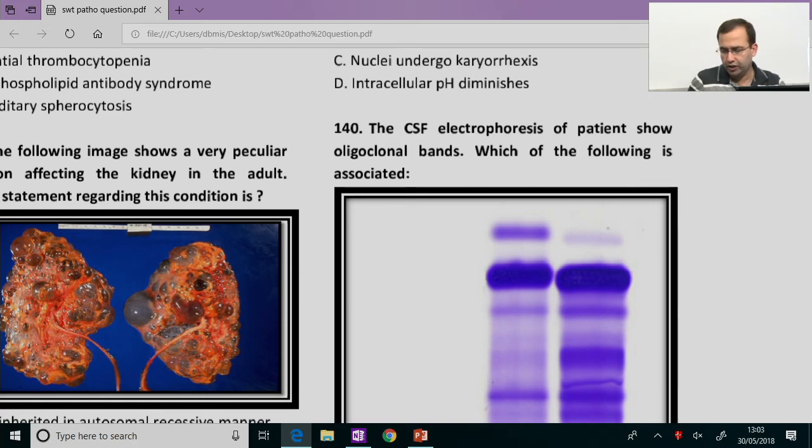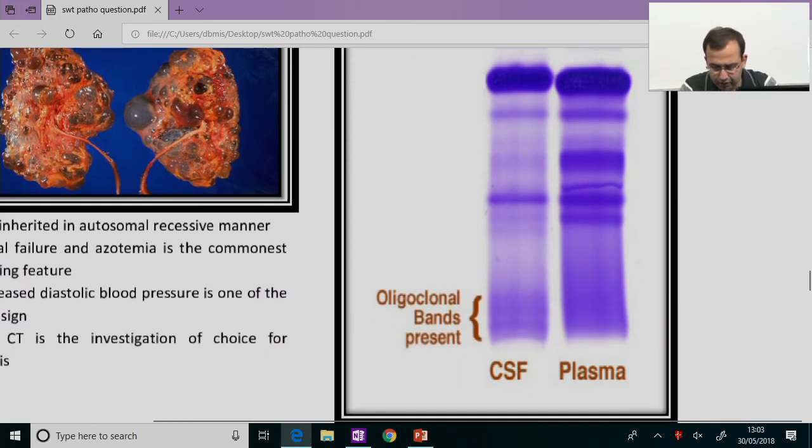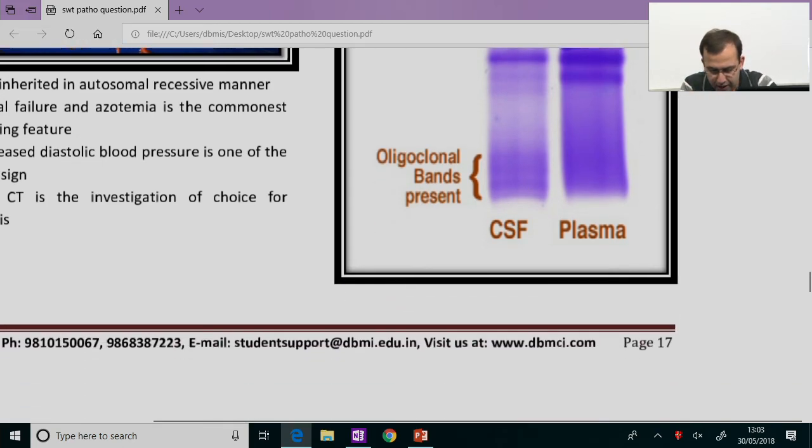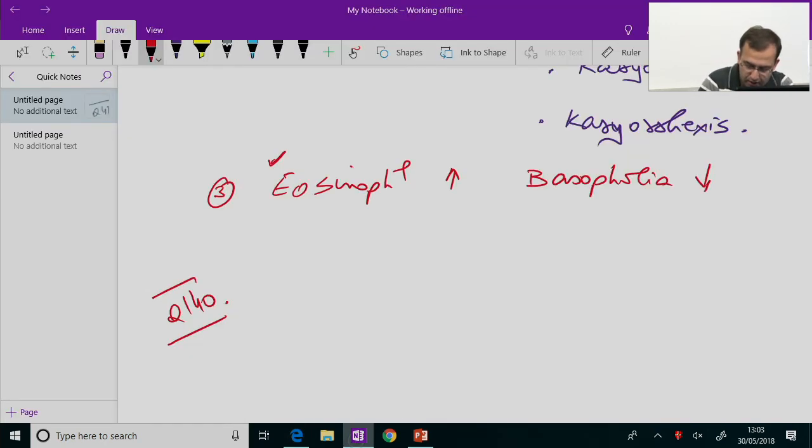Question 140. What we have here is CSF electrophoresis of a patient showing oligoclonal bands. Which of the following is associated? The minute we see oligoclonal bands, it is associated only with one disease, that is multiple sclerosis. The answer is C, that is multiple sclerosis.